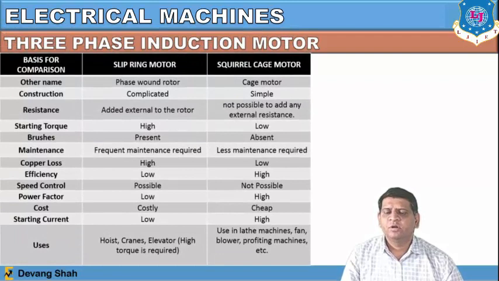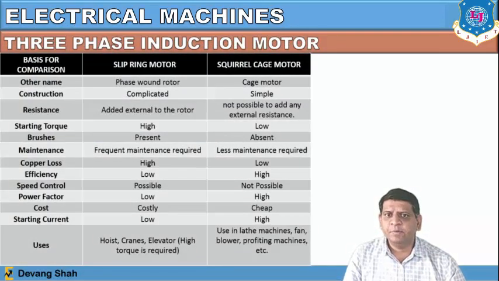Now, if we talk about the comparison of the slip ring motor and the squirrel cage induction motor, another name for the slip ring induction motor is phase wound rotor, and this is a cage motor. In terms of construction, the slip ring motor is quite complicated, while the squirrel cage is simple. Resistance can be added externally to the rotor here, while it is not possible in the squirrel cage. Starting torque is high in the slip ring, but low for the squirrel cage.